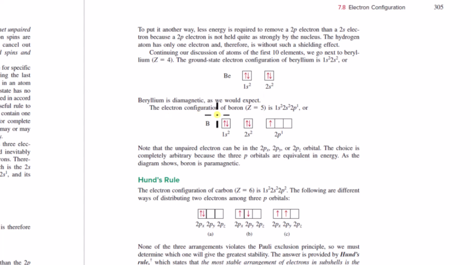The electron configuration of boron, Z equals 5, is 1s2, 2s2, 2p1. And so you can see as you're writing out these electron configurations, you're accounting for all of the electrons. 1s2, 2 electrons in the 1s orbital. 2s2, 2 electrons in the 2s orbital. 2p1, 1 electron in the 2p orbital.